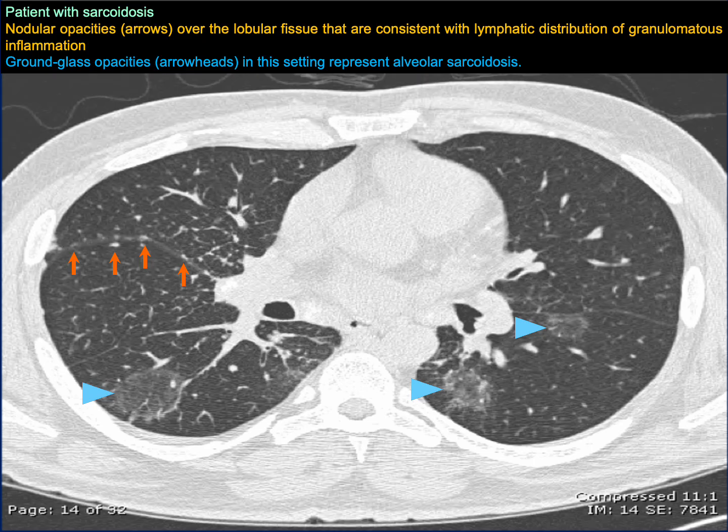This is a high-resolution CT scan on a patient with sarcoidosis. If you look at the nodular opacities that you can see along the fissure depicted with the orange arrows, those are characteristic of granulomatous inflammation. You can also see rounded areas of ground glass opacities depicted by the blue arrowheads. These are characteristic, again, for patients with sarcoidosis.